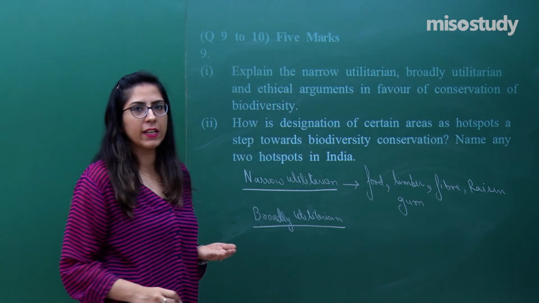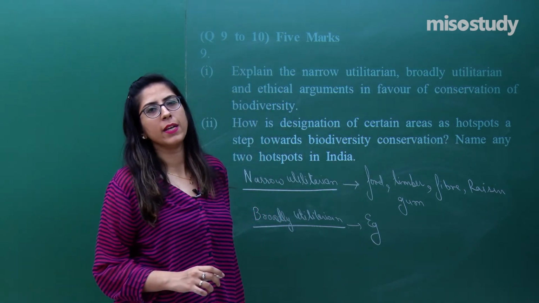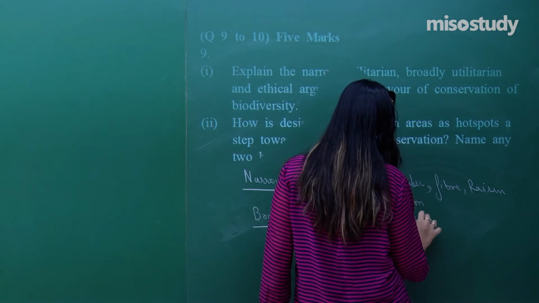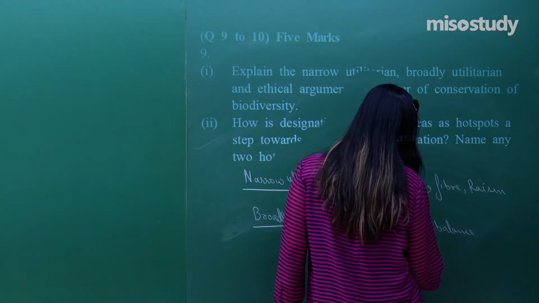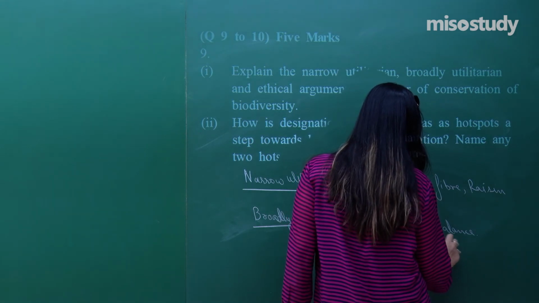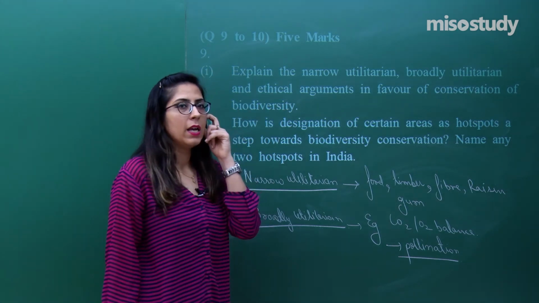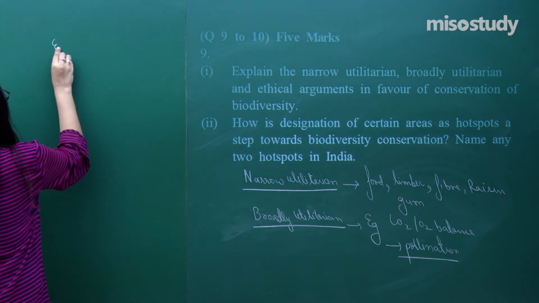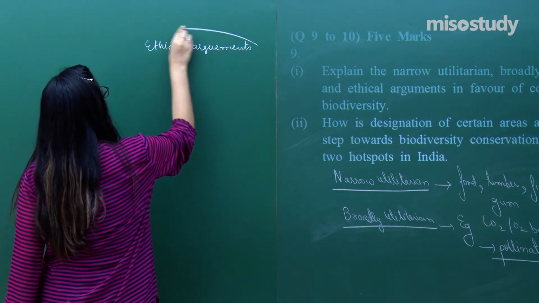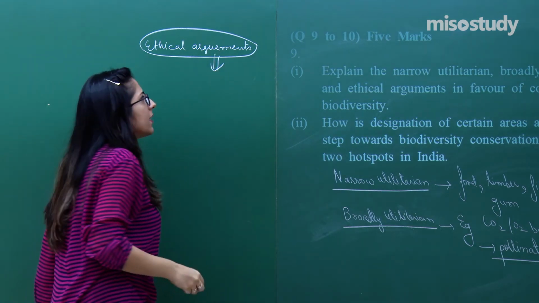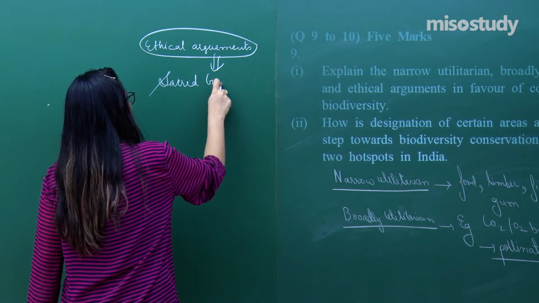In the broadly utilitarian, we have the example that they act as a very good source for balancing the carbon dioxide and oxygen level. They act as pollinators as well. Pollination, right? Another, we have to explain the ethical arguments. Ethical arguments means those issues which we consider sacred, and we have explained about the sacred groves. In this you have to explain about the sacred groves.